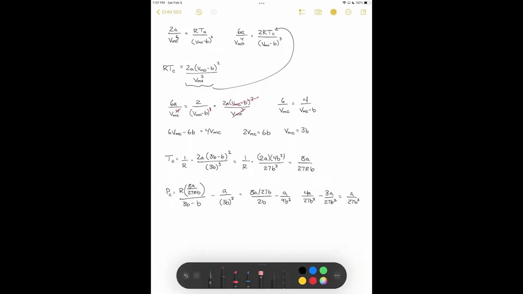So here we have that the critical molar volume is 3B, the critical temperature is 8A over 27RB, and the critical pressure is A over 27B squared.